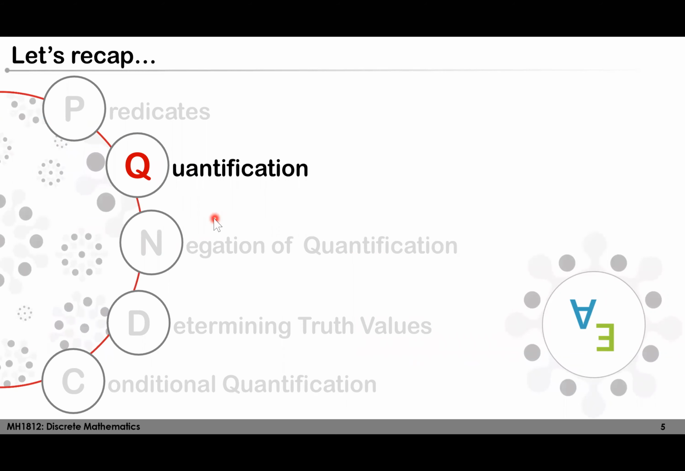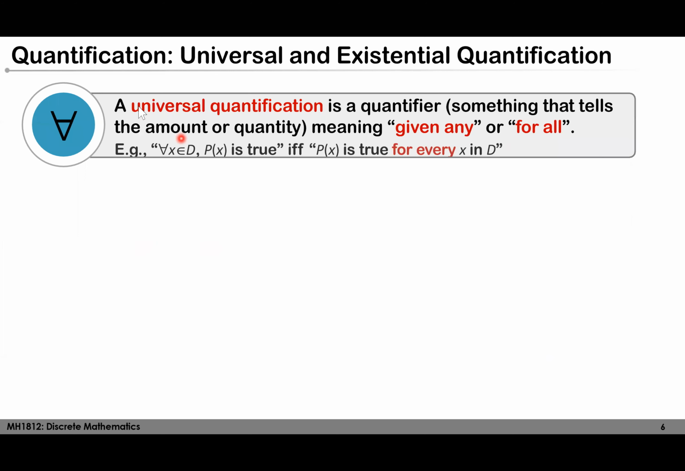And then we learn the quantification, the universal and the existential quantifications. A universal quantification is a quantifier, meaning given any or for all. And we use this example. And this symbolic statement is equivalent to this: P of x is true for every x in D.